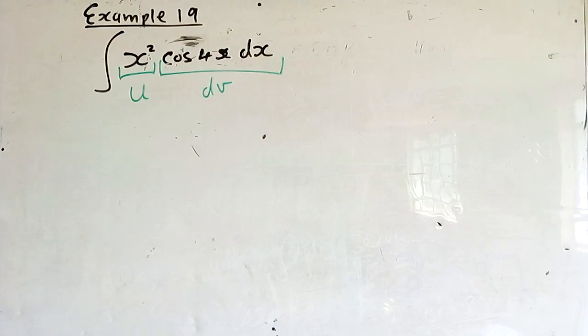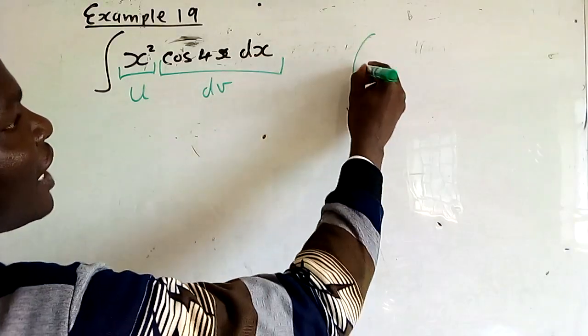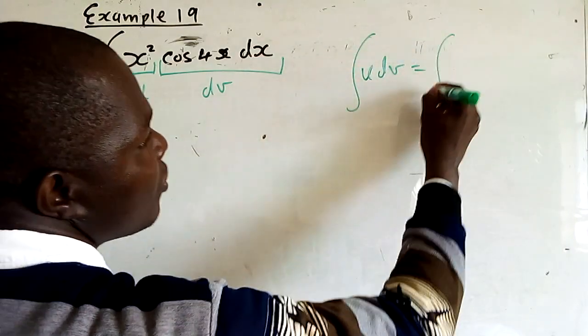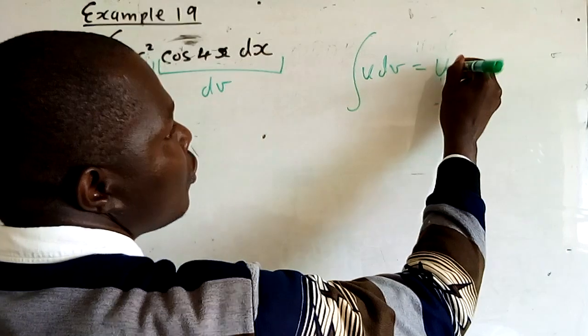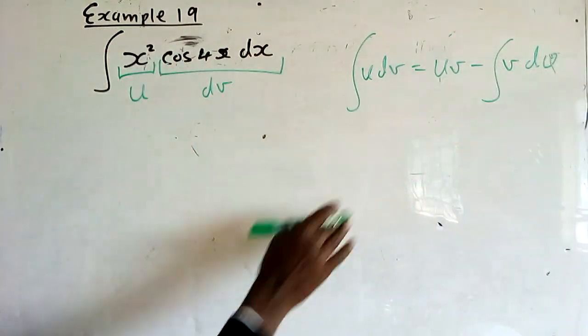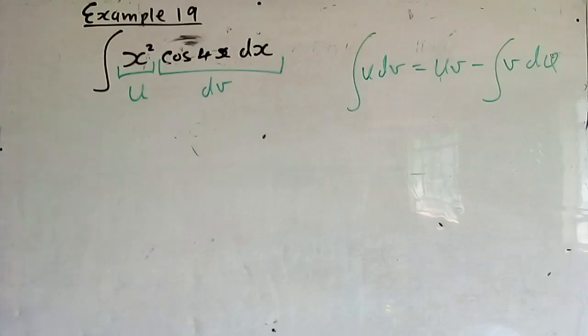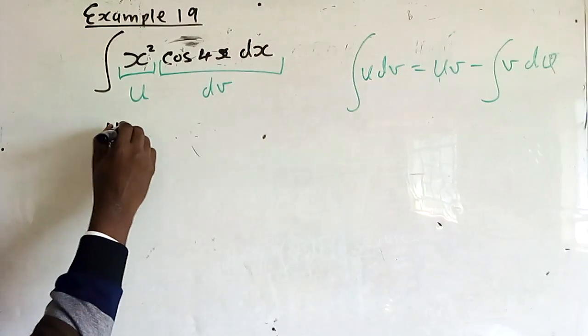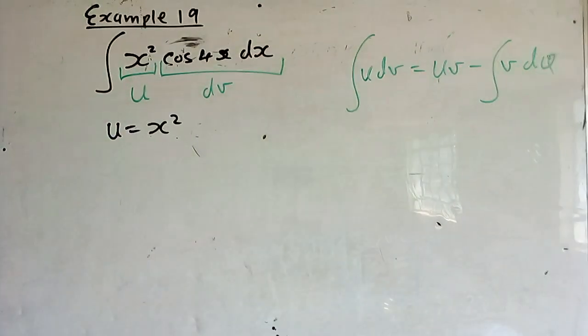Are we together? Yes. If you have the integral of u dv, you are supposed to get uv minus the integral of v du. So it means we have to get u, v, and du. So start. What is u? u is equal to x squared.